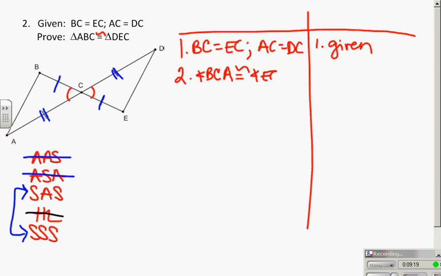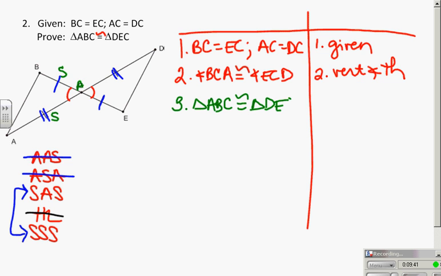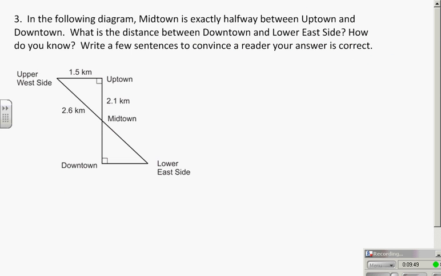And so I have angle BCA is congruent to angle ECD. Pay attention to your order. And that is by the vertical angle theorem. When you go back and look at your picture, you can see that I have side, angle, side. And so I can say that triangle ABC is congruent to triangle DEC by side, angle, side. And that is all there is to that proof.